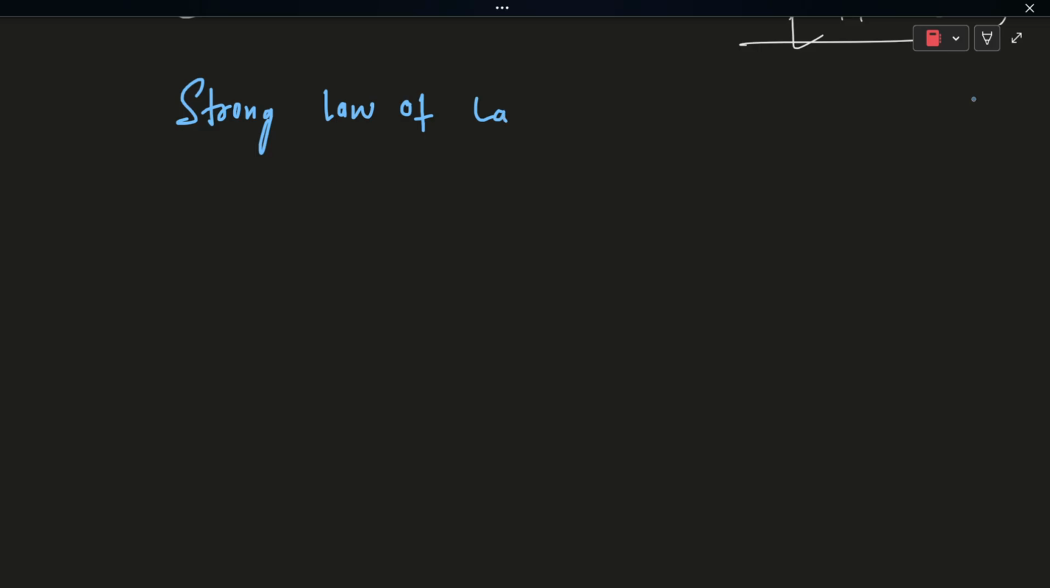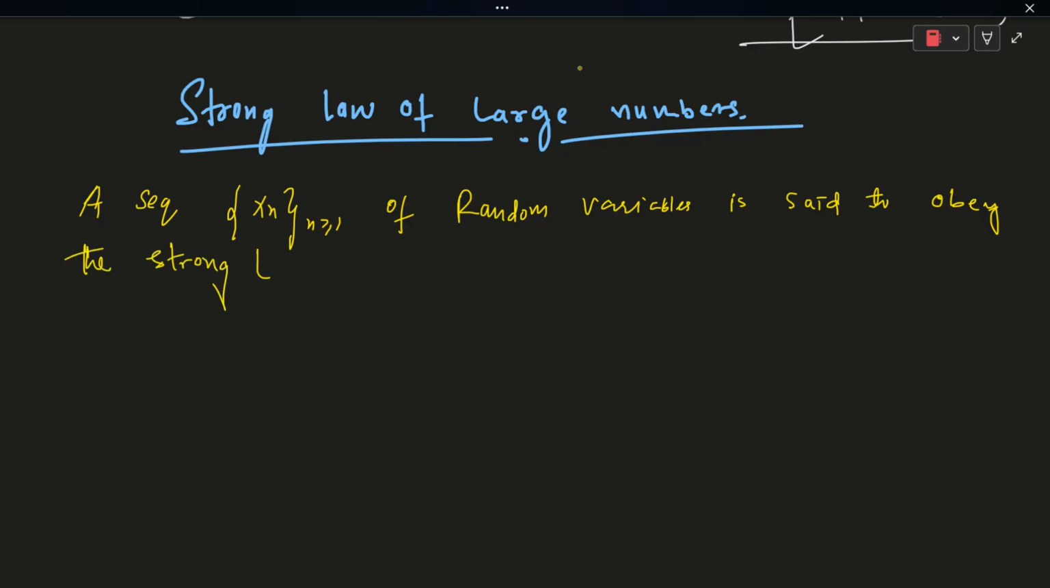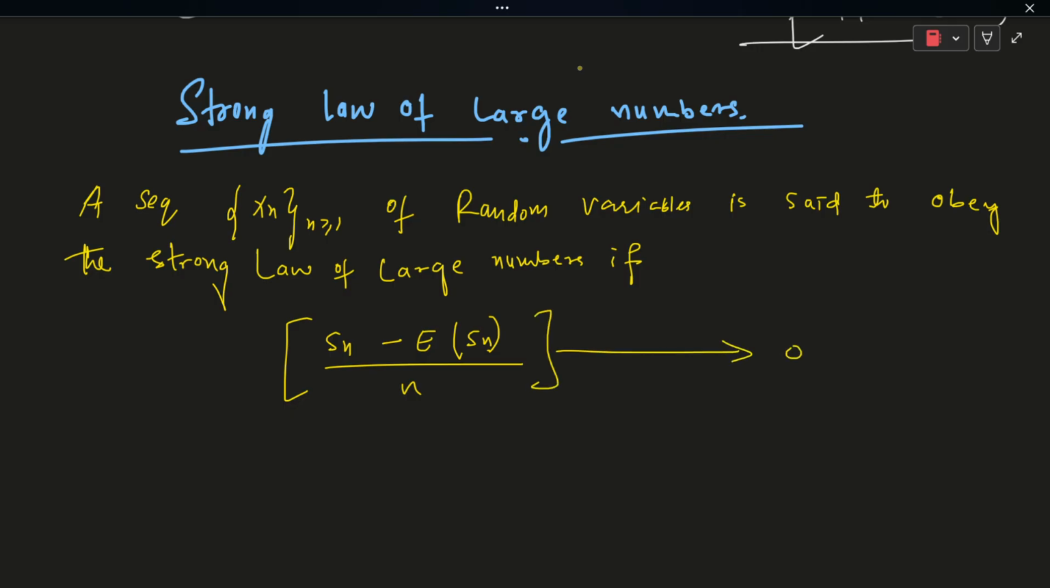Now see, strong law of large numbers. See, in this strong law of large numbers, there are many things, but what you have to remember is: a sequence Xn, n greater or equal to 1, of random variables is said to obey the strong law of large numbers if Sn minus expectation of Sn divided by n will converge to 0 almost surely as n tends to infinity, right?